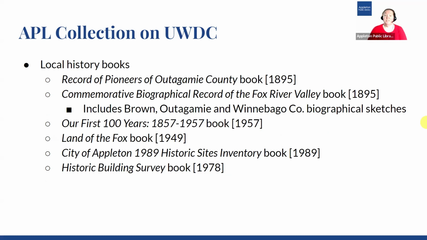The site also features several local history books that have been digitized. The titles include Records of Pioneers of Outagamie County, which is a book from 1895, the Commemorative Biographical Record of Fox River Valley book, which is again from 1895, and includes biographical sketches from prominent citizens from Brown County, Outagamie County, and Winnebago counties. There's also the book Our First 100 Years, 1857 to 1957, which was published in 1957 and talks about Appleton's history from the first 100 years.